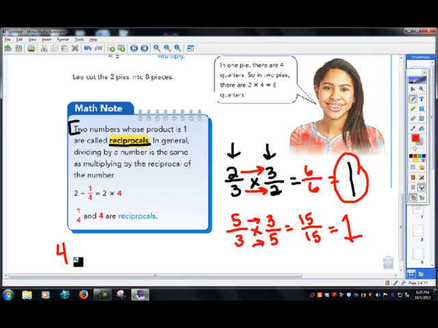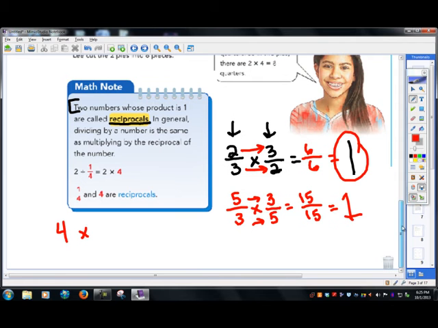Okay? Let's do one more down here. What if I said this? What if I said 4 times, what's the reciprocal of 4? What if I asked that? Well, remember, every whole number has a 1 underneath of it. Okay? Because 4 divided by 1 is 4. Okay, now what's the reciprocal of that? 1/4. Let's do the math to make sure.